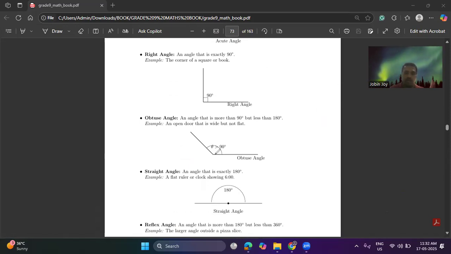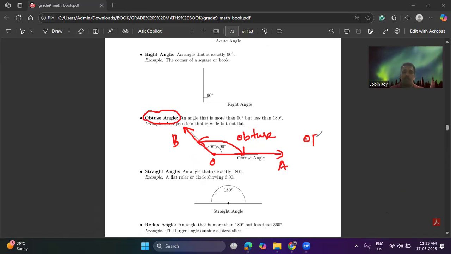Next is the obtuse angle. Again, this is our vertex O. This is the arm OA, and this is our arm OB. This is the angle formed, and it is called an obtuse angle. Why is this obtuse? Because this angle is more than 90 but less than 180 degrees. If the angle is more than 90 degrees but less than 180 degrees, it is called an obtuse angle.